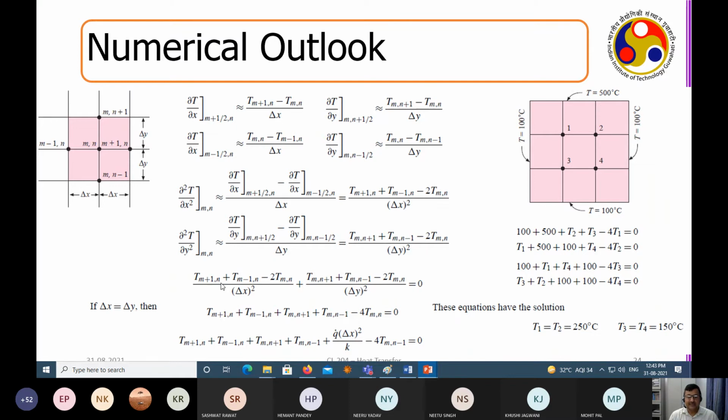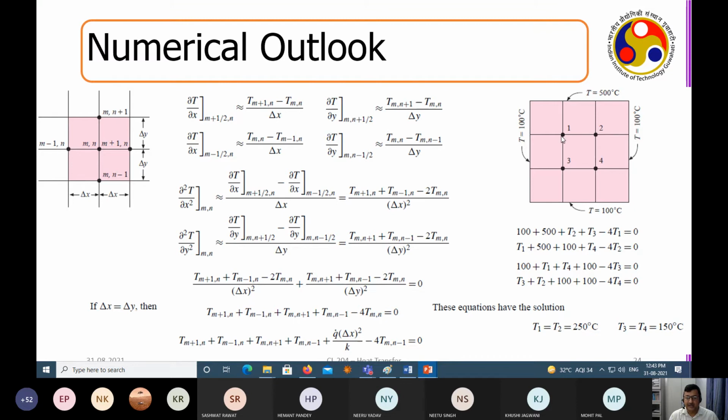Say what is m plus n? This will be this particular point. What is the temperature at this particular point? 100. What is the second temperature? That is 500. Then you have T1, T2, T3, T4. If you just assign these temperatures at different points, essentially you have 4 equations, since you're looking for 1, 2, 3, 4. Correct.